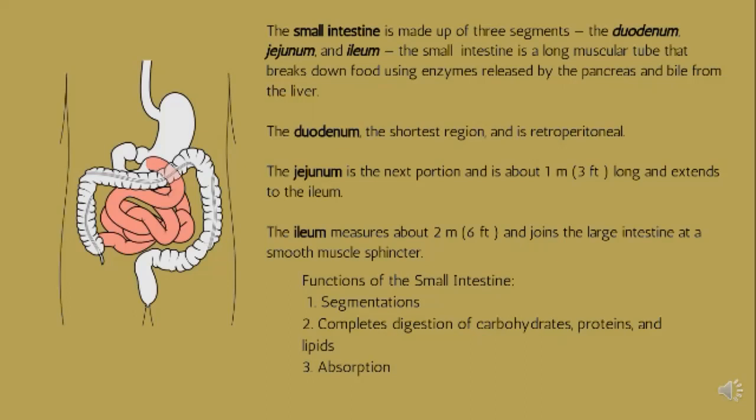Functions of the small intestine. The first one is segmentation, which mixes chyme with digestive juices and brings food into contact with the mucosa for absorption. Peristalsis propels chyme through the small intestine. And the next one is it completes digestion of carbohydrates, proteins, and lipids. The third one is that it absorbs about 90% of nutrients and water that pass through the digestive system.